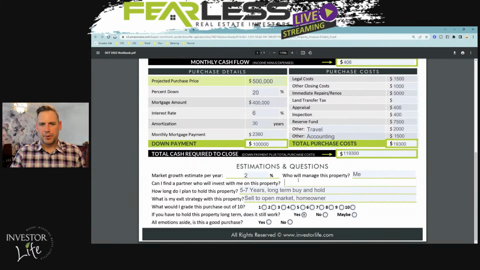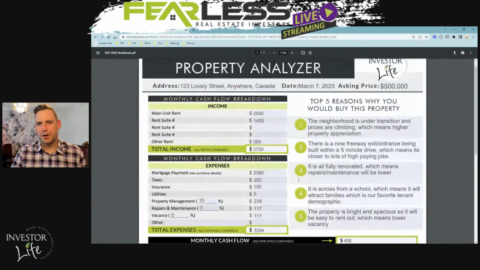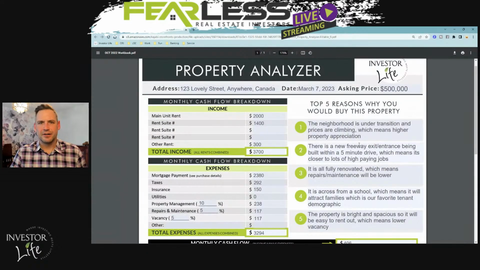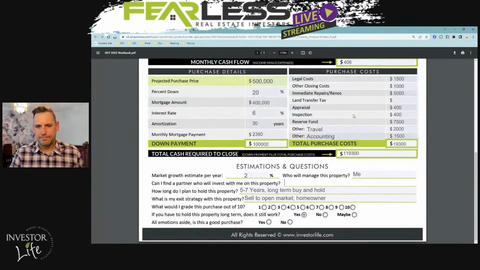Can I find a partner who will invest with me on this property? A lot of the reasons as to why we might be able to find a partner or not come back to these reasons here, the top 5. Remember, if a partner is going to invest with us and give us their money, and that's our plan, we need to be clear on what those reasons are as to why they would invest with us, because they're going to ask us these questions. So we need to be clear up front as to the reasons why we're considering to buy it. That's the value of having to force ourselves to fill it out here on this analyzer. We can always just refer back to it. This is why I consider this property to be a good one or a bad one.